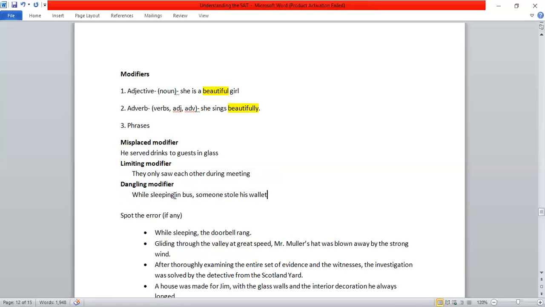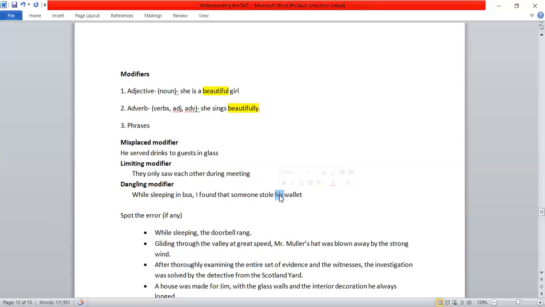While sleeping in the bus, you have to say who is sleeping. That's where your modifier rule comes into the picture. So you always want to keep the subject of the modifier next to the modifier. Let's say I was sleeping. While sleeping in the bus, I found that someone stole his wallet. No. Now, why? So I found that somebody else's wallet was stolen.